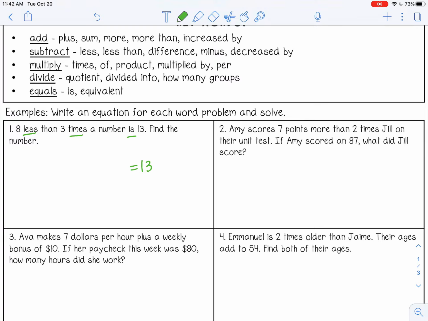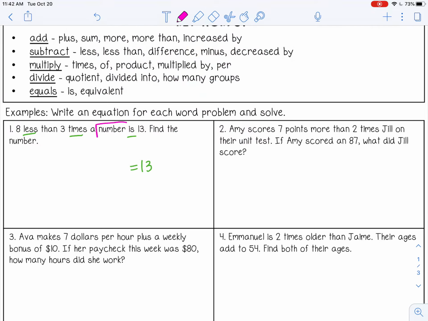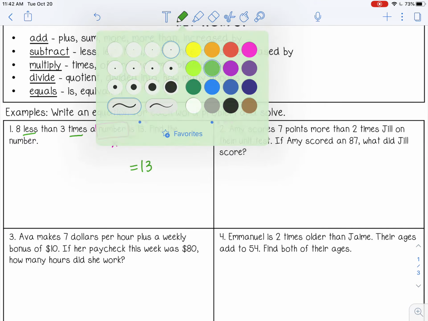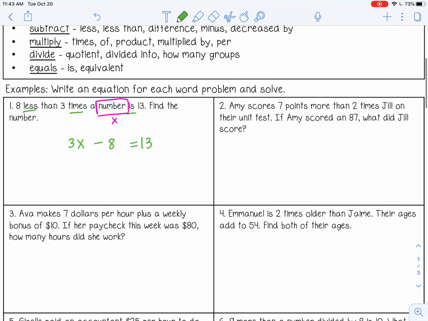Let's look at this: 8 less than 3 times a number. Well, 3 times a number is what we want to find. Find the number. So this is my variable. So that's going to be like my x. So 3 times that number, 3 times x. And then I want 8 less than that. So less means subtract. So minus 8. Okay, so there is my equation, and now we just need to solve it.